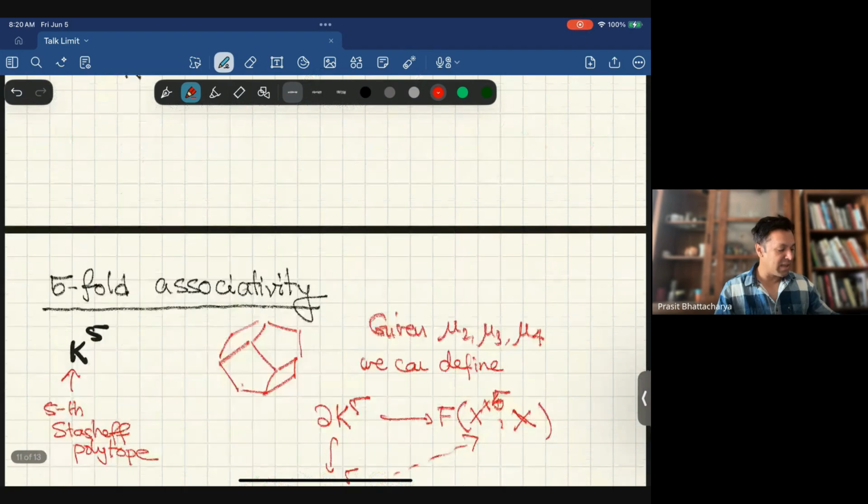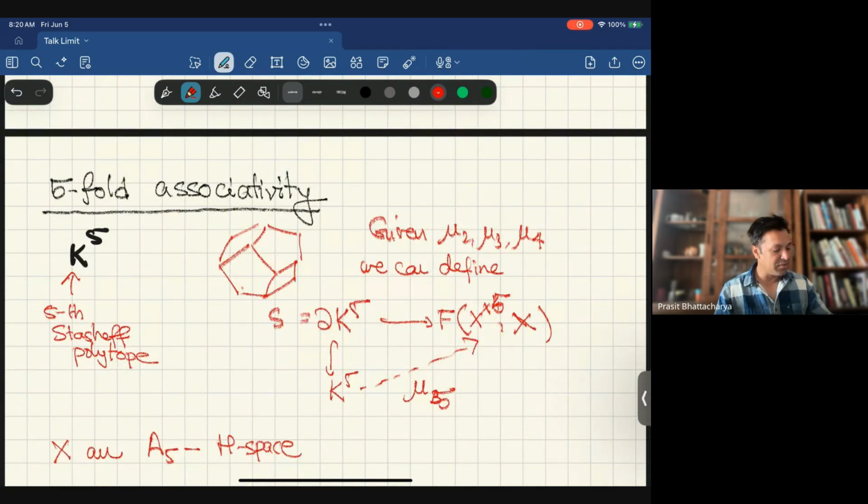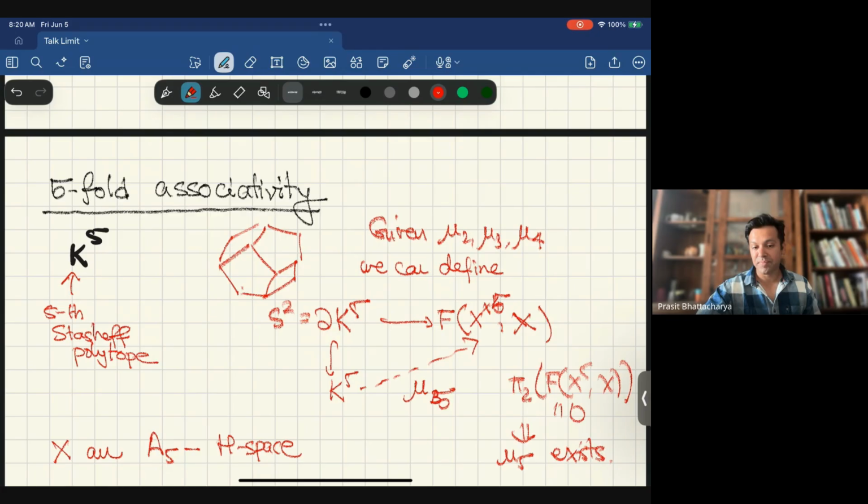Similarly, in the next case, this is actually S2. So if pi2 of the function space is 0, then you can always fill it up. That means anything is null homotopic, so you can use that homotopy to develop this mu5. But if it is not 0, then you cannot really conclude anything. So to answer your question, yes, good observation, but that's a lucky case. Thanks.